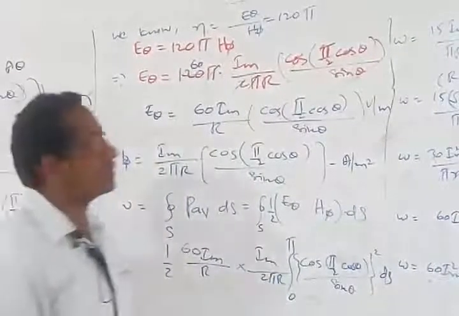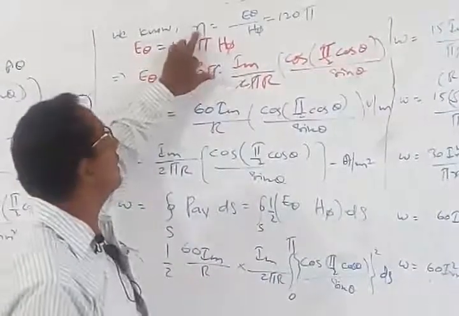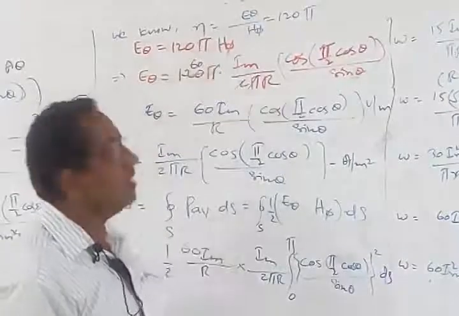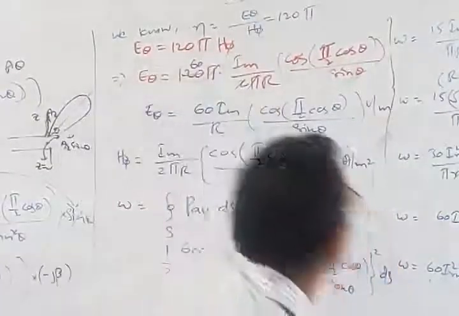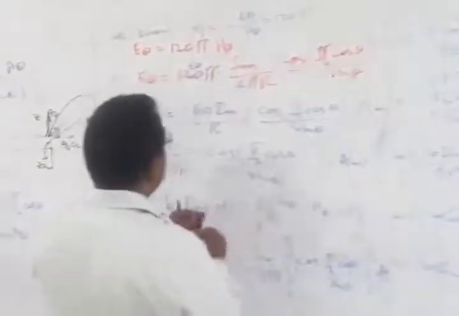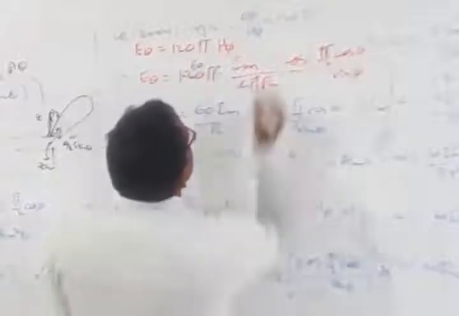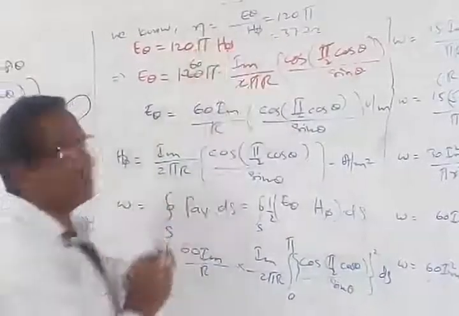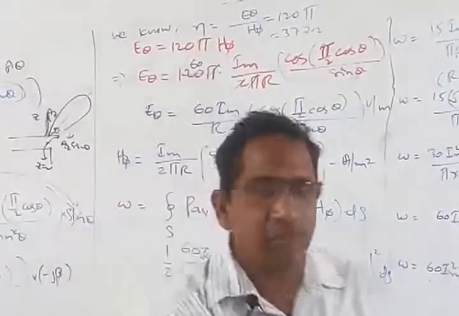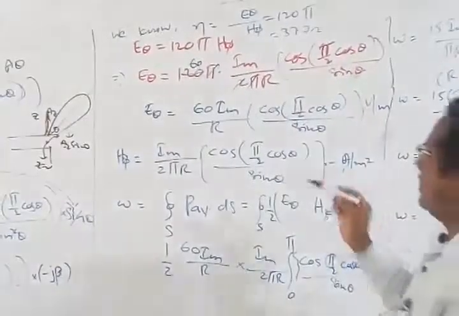To find out the expression for E theta, we have the intrinsic impedance formula, eta is equal to E theta by H phi, and that value is normally equal to 120 pi or 377 ohms. So I can write now E theta from this equation is equal to eta into H phi. So therefore I already got the expression for H phi. So we will substitute the expression for H phi in this equation.